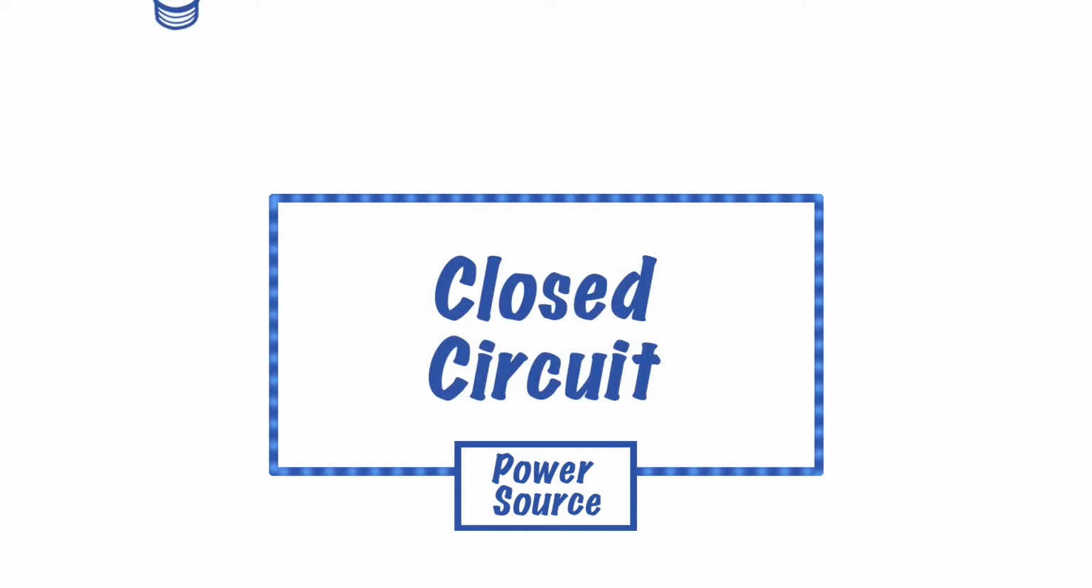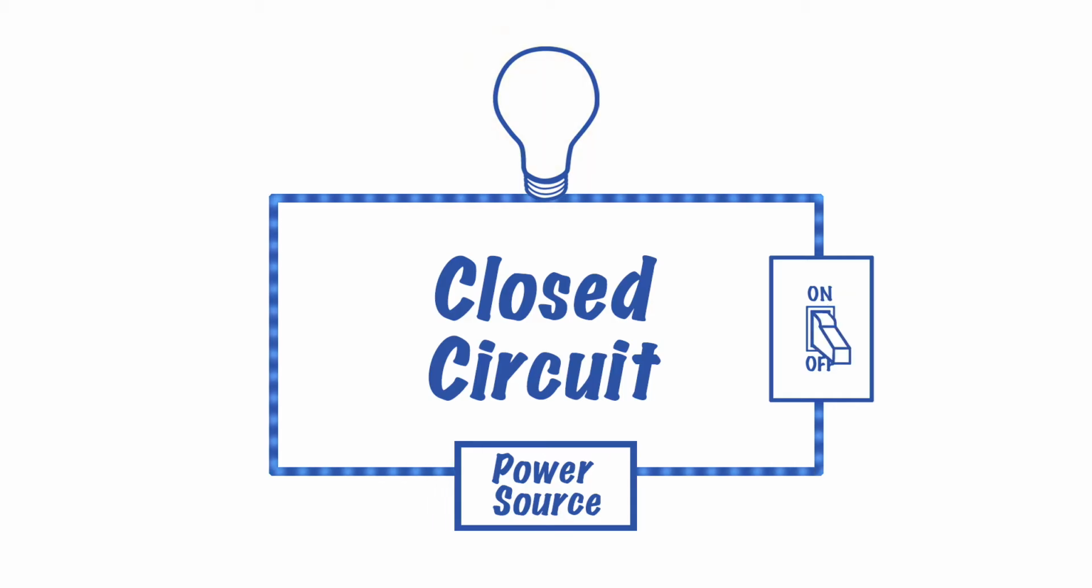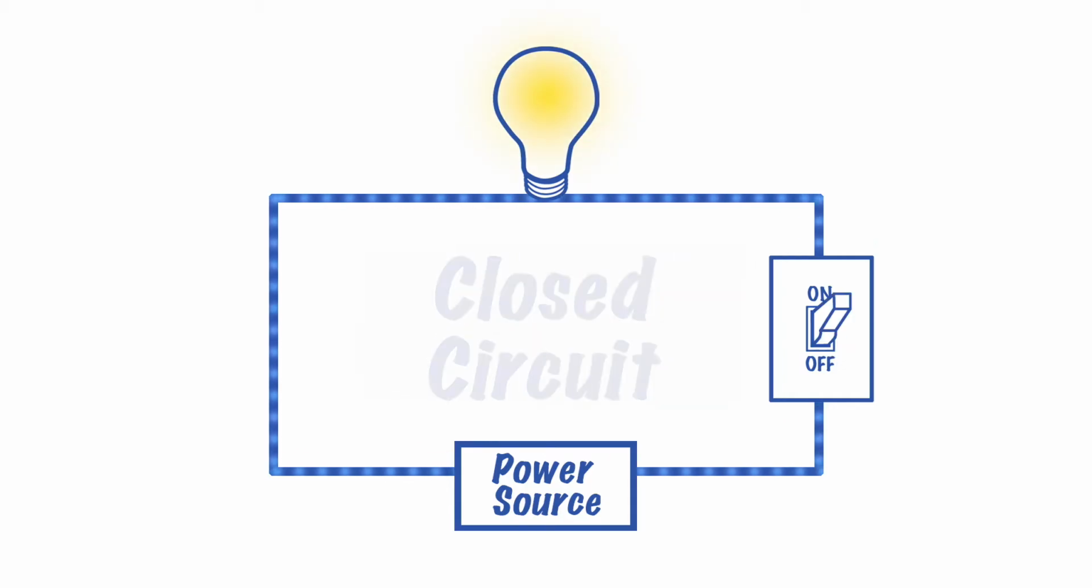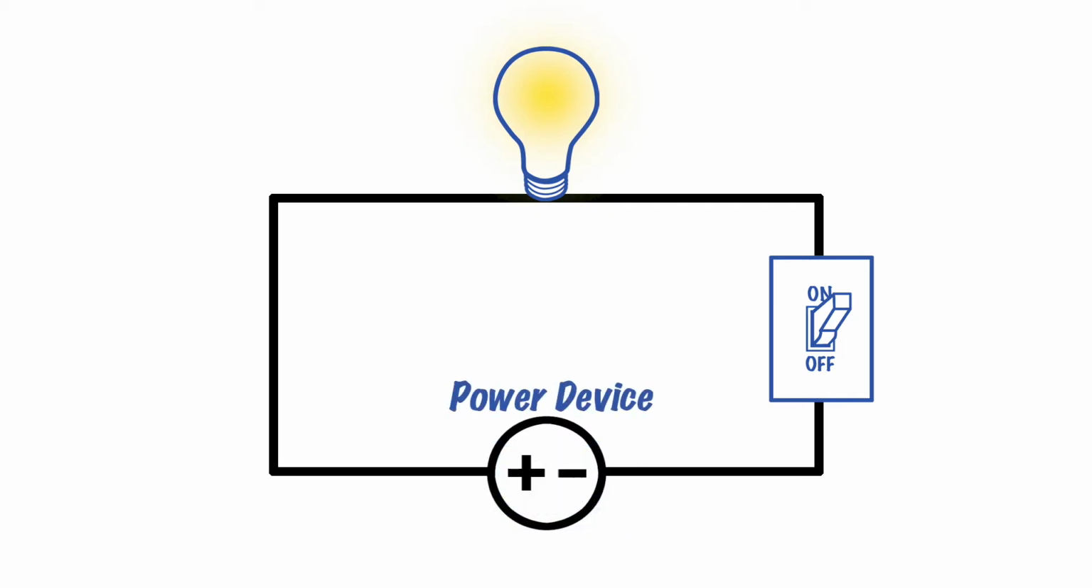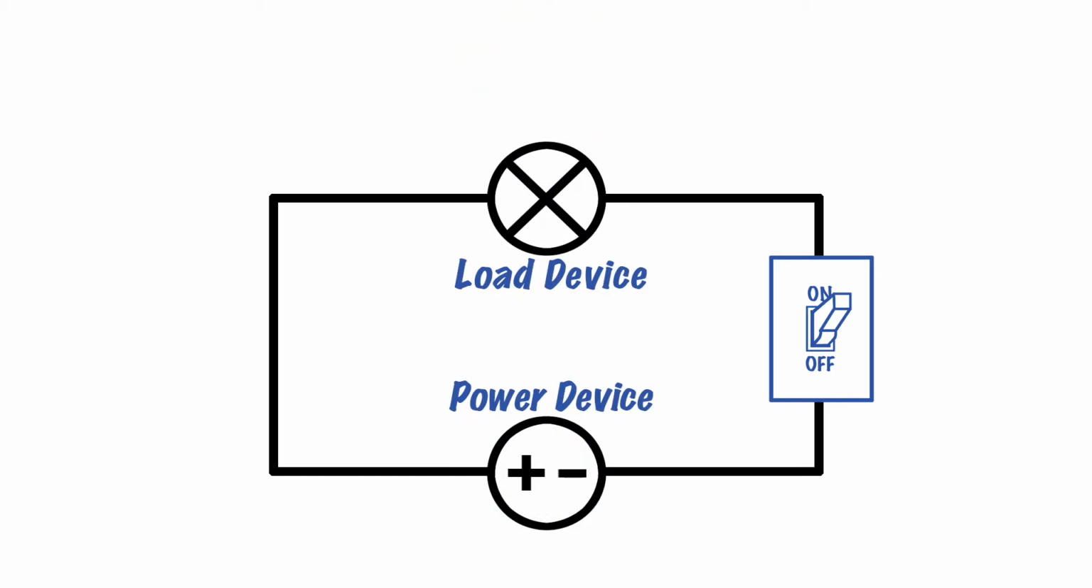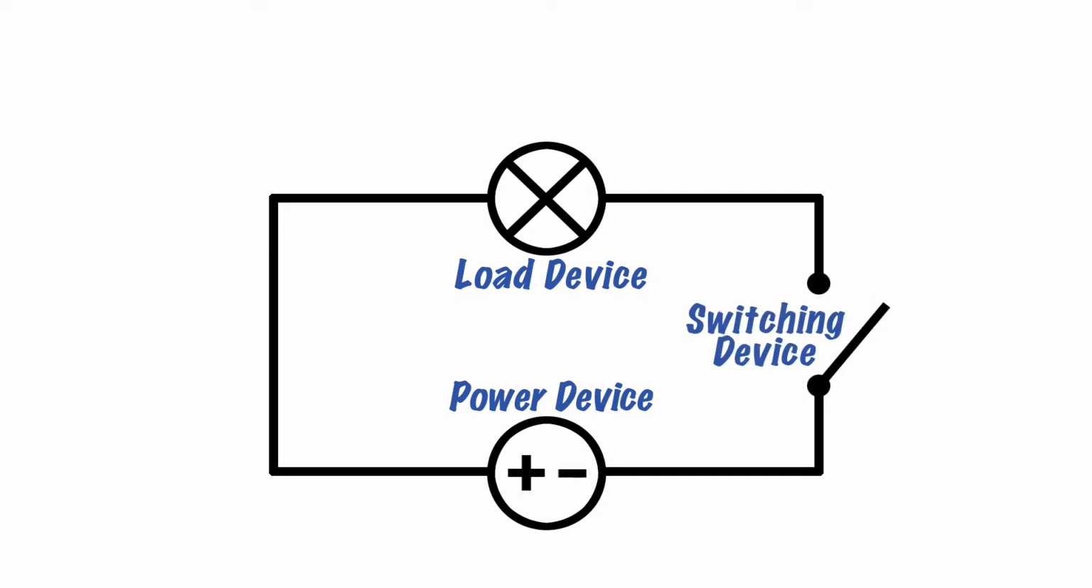Add a light bulb or a motor, and the electricity will flow through it and provide the power needed to make it work. Add a switch, and you can stop and start the flow of electricity. Any electrical circuit can be represented on a wiring diagram or schematic. On the diagram, the power source is represented as the power device, our light becomes a load device, and our light switch is a switching device.